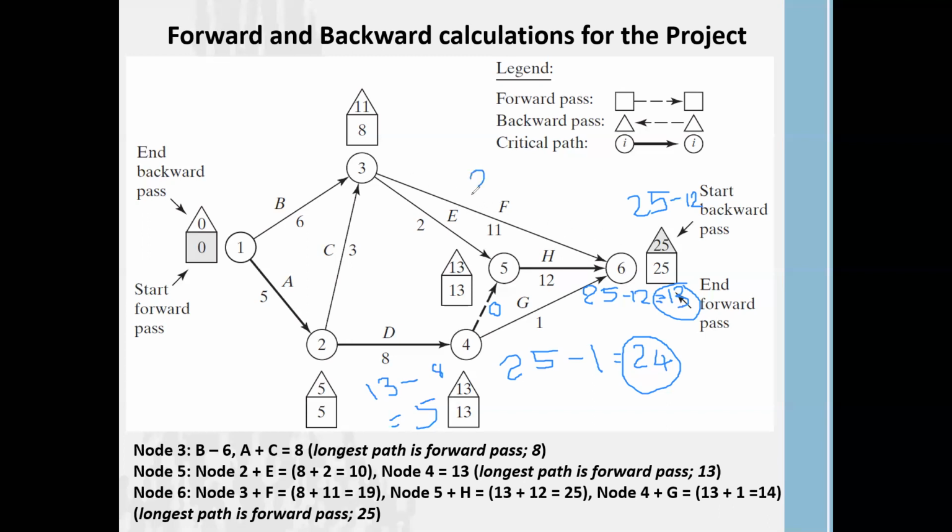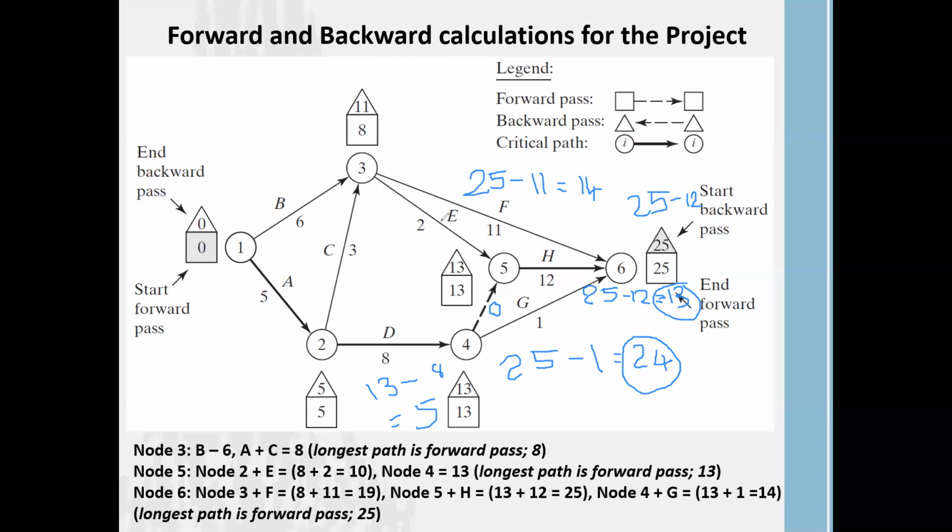How to calculate? So we can calculate 25 minus 11. Right? So equal to 14. Right, if you are going backward from this node 6 to node 3, we have to pass this activity F. Right, so activity F consumed 11 weeks. So total backward pass is 25. Then we reduce this 11 from 25. We will get 14 as this path backward value.